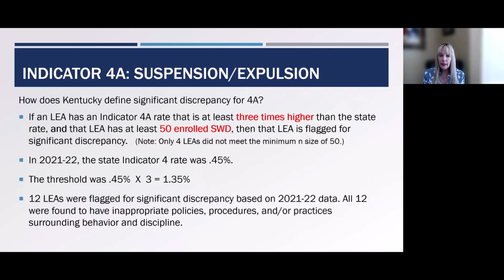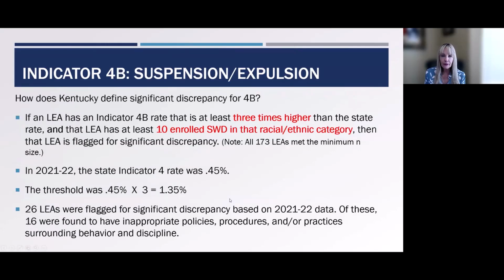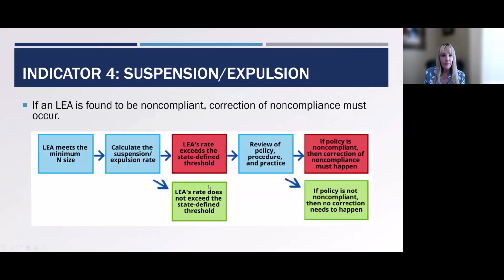Based on 21-22 data, 12 LEAs were flagged for significant discrepancy, and all 12 were found to have inappropriate policies, procedures, and/or practices. 4B is similar but different. Just like 4A, we use the same threshold. If a 4B rate is at least 3 times higher than the state rate, and that LEA has at least 10 enrolled students with disabilities in that racial ethnic category, then that LEA is flagged. So if my rate at my district is 2% for Hispanic students, and I have 8 Hispanic students enrolled, then I'm not going to be flagged. But if I have 10 students enrolled, I will be flagged. Based on 21-22 data, 26 LEAs were flagged for significant discrepancy, and of these, 16 were found to have inappropriate policies, procedures, and practices. If an LEA is found to be non-compliant, correction of non-compliance must occur.